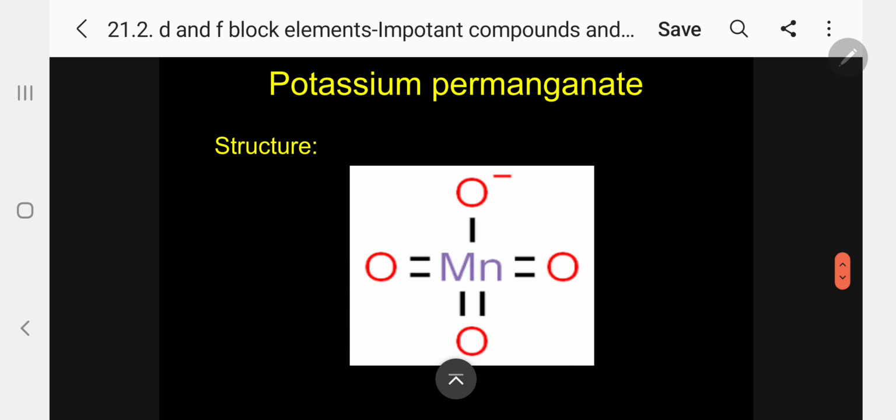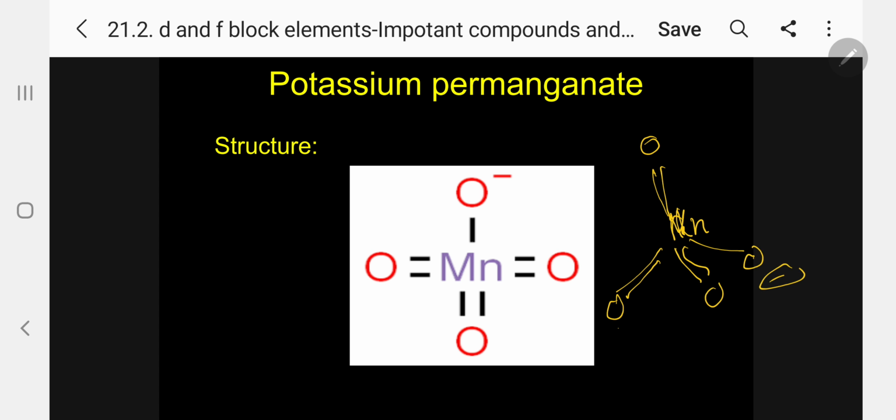This is the structure of potassium permanganate. Kindly follow. Or if you want, you can write it this way also, because normally it is tetrahedral. So I can now write O double bond, O double bond, O double bond, O minus. This is the tetrahedral MnO4. Even though it is given in this way, this is the actual structure. Potassium permanganate.